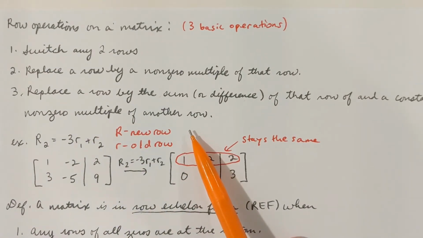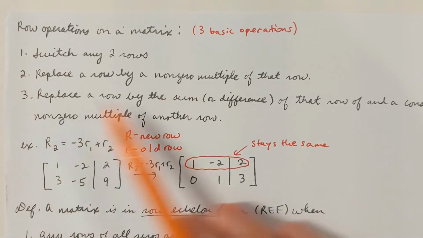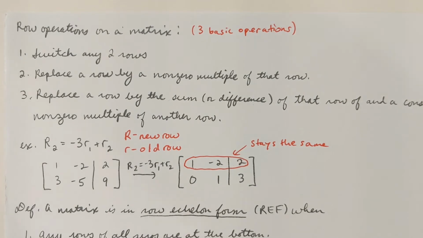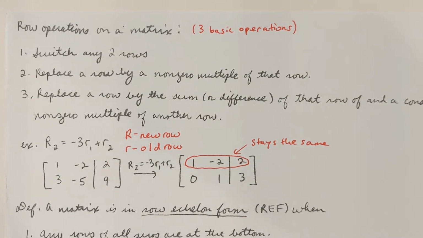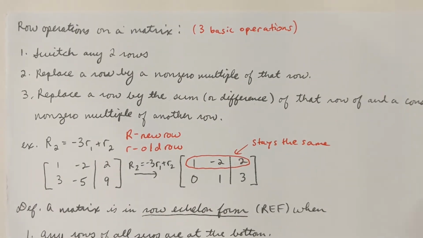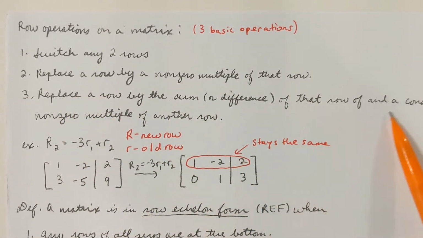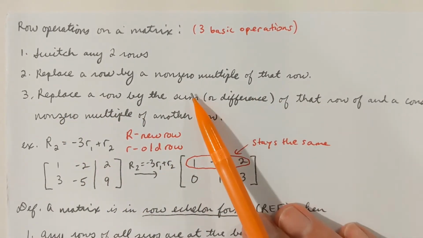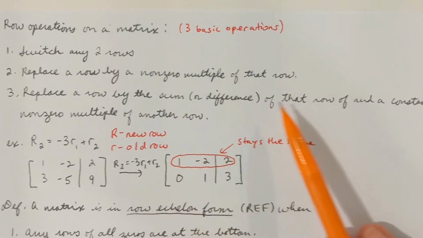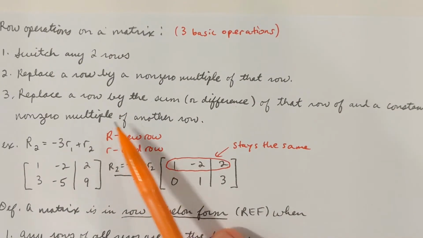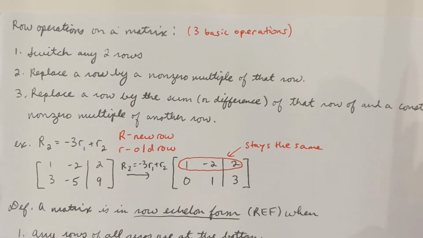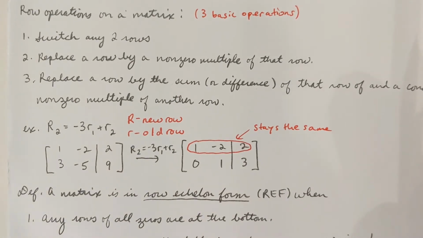And in the third one, replace a row by the sum or difference of that row and a constant non-zero multiple of another row. In this third one here, I'm basically describing that the elimination method is okay to use in matrices. That's exactly what we were doing when we were describing the elimination method. We're adding equations together. Sometimes we got a multiple that we got to use in the equations when we add to eliminate a variable.